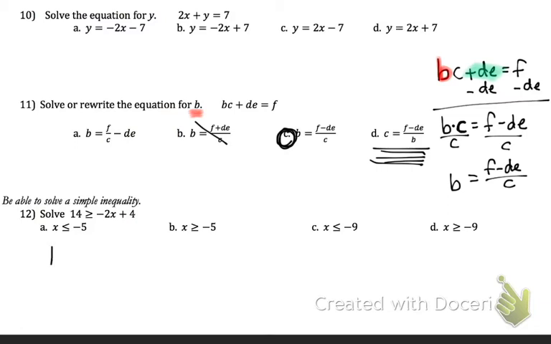Alright, 12. We're going to solve 14 is greater than or equal to negative 2x plus 4. Now the thing to really remember on inequalities is that whenever you multiply or divide by a negative, you need to flip the sign. So we're going to start with combining like terms, or getting the like terms on the same side. My 14 is over here. I want to move my 4 over to the same side. So I'm going to subtract 4 because it was a positive 4.